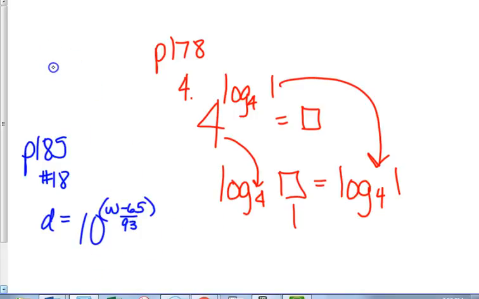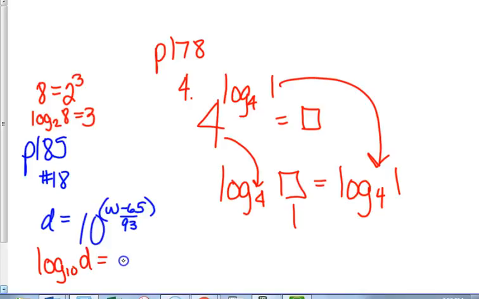All right, let's write an easy one first. If we had 8 equals 2 to the third, how would we rewrite that? Log base 2 of 8 equals 3. So this one, the D is the 8, okay? So it's log base 10 of D equals, and the answer is the exponent. Okay, so that's part A.